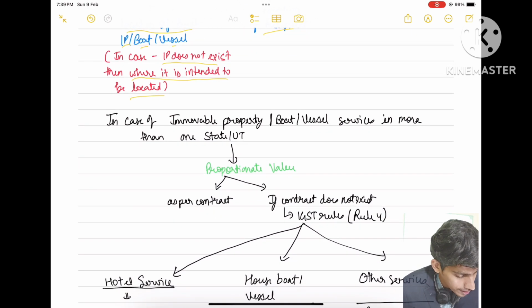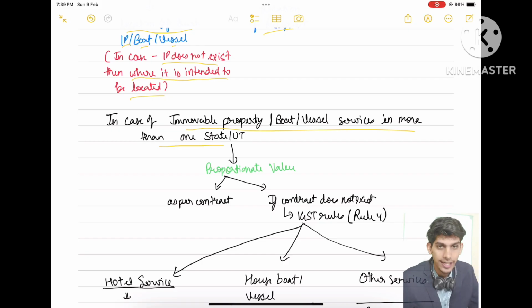In case of immovable property, boat, vessel services in more than one state or UT, let's suppose there is a very big hotel, let's say 30,000 square feet. It is half in Gujarat and half in Maharashtra, located at the border of Gujarat and Maharashtra. So how will we determine how much tax will go to the Maharashtra government and how much tax will go to the Gujarat government? To determine this, the law says we have to take the proportionate value as per the contract terms. First preference will be understanding the contract terms and taking proportionate value as per the contract terms.